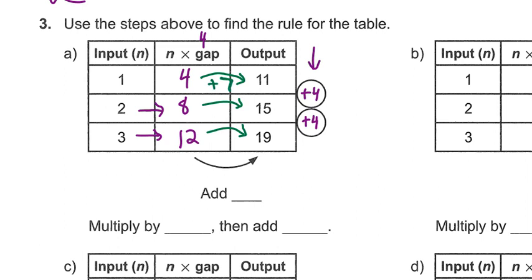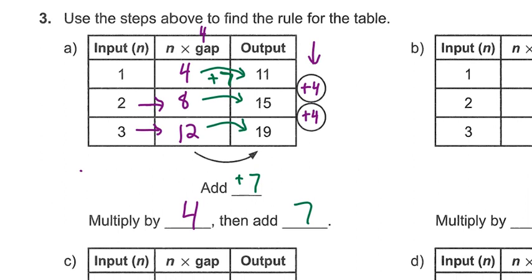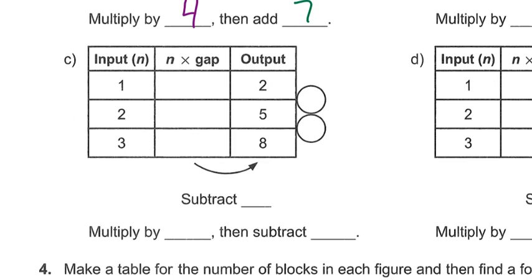Does that work for 8 to 15 and 12 to 19? The answer is yes. So I add 7, or plus 7. So my rule at the end of this is, and I'm going to change colors again so you can see that, multiply by 4, then add 7. Let's take a look at C, and then you can try and do B and D on your own.